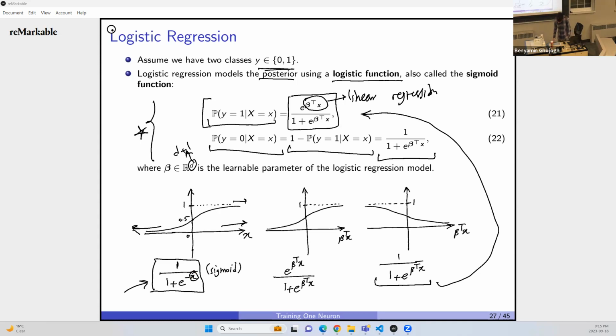Okay? And again, you can analyze it. Limit beta transpose x to infinity, this fraction becomes 0. Limit beta transpose x to minus infinity, this fraction becomes 1. And this function here, if you also take the limit as beta transpose x goes to infinity and minus infinity, you will get this behavior. As you see, compare these two plots. They are opposite of each other, as expected, because when the probability of one of the classes goes up, the probability of the other class goes down, right? Because they should sum to 1. Okay.